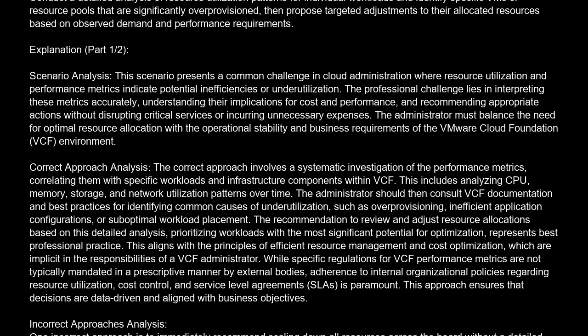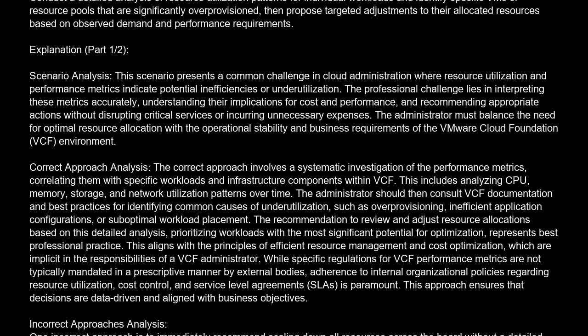The recommendation to review and adjust resource allocations based on this detailed analysis, prioritizing workloads with the most significant potential for optimization, represents best professional practice. This aligns with the principles of efficient resource management and cost optimization, which are implicit in the responsibilities of a VCF administrator.